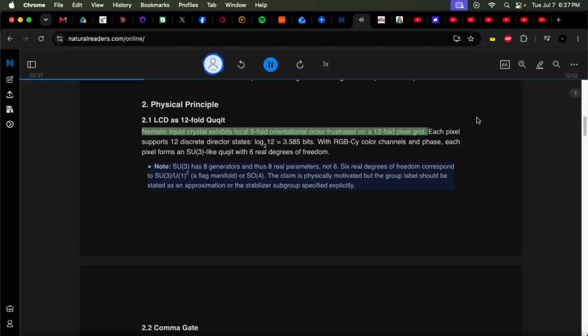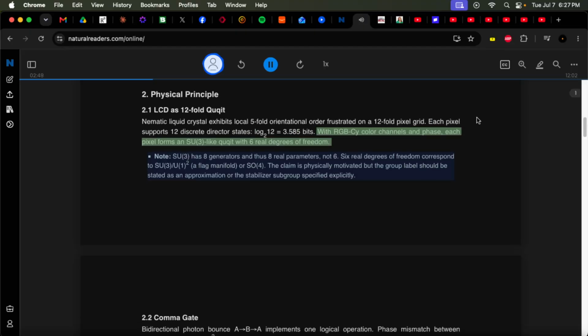2. Physical principle. 2.1 LCD as 12-fold Q key. Nematic liquid crystal exhibits local 5-fold orientational order frustrated on a 12-fold pixel grid. Each pixel supports 12 discrete director states, log₂12 equals 3.585 bits. With RGB, psi color channels and phase, each pixel forms an SU-like Q key with 6 real degrees of freedom.